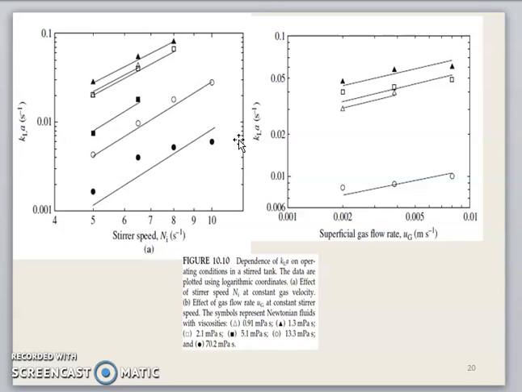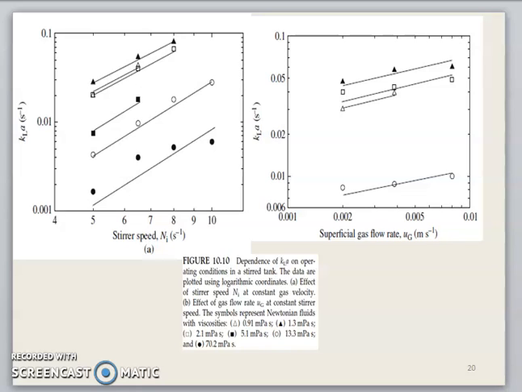As you can see, KLA is reduced with increasing viscosity, but KLA is increasing with increasing stirring speed. However, if you look at the effect of the gas flow rate at a constant stirrer speed, there is not much significant change in the value of KLA, but somehow in less viscous fluid, the KLA is greater than that of the higher viscosity.